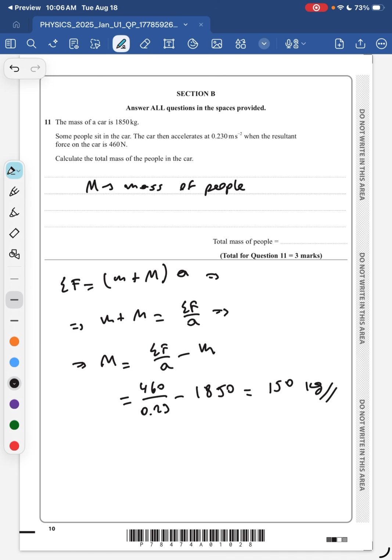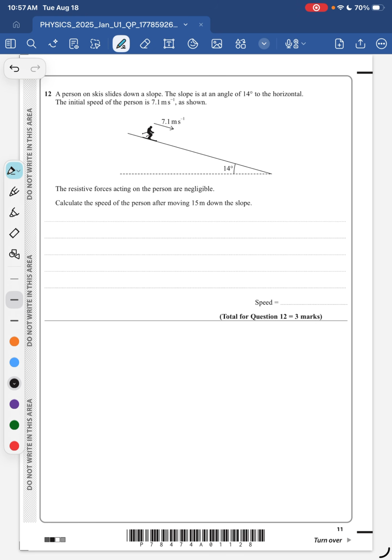So let's move on to the second question in section B. Question 12. A person on skis slides down a slope. The slope is at an angle of 14 degrees to the horizontal. The initial speed of the person is 7.1 meters per second as shown. The resistive forces acting on the person are negligible. Calculate the speed of the person after moving 15 meters down the slope.